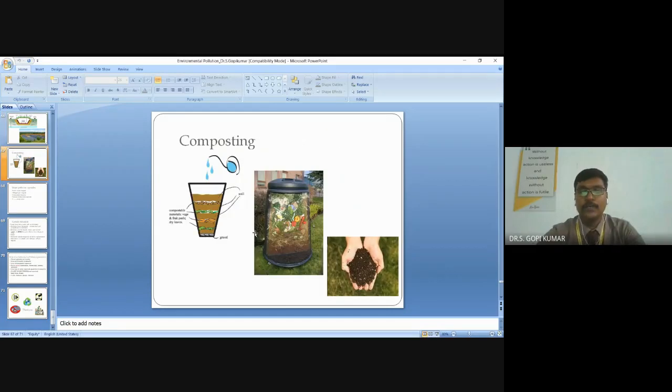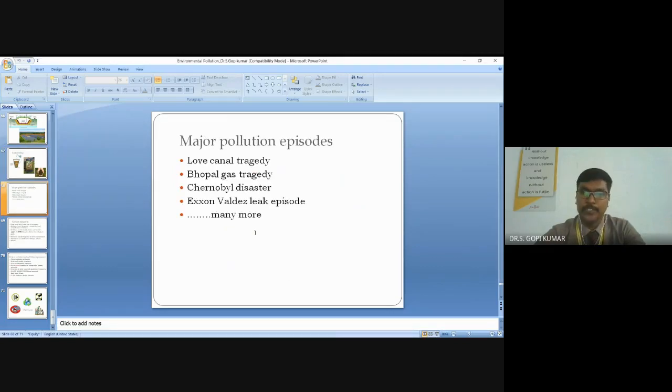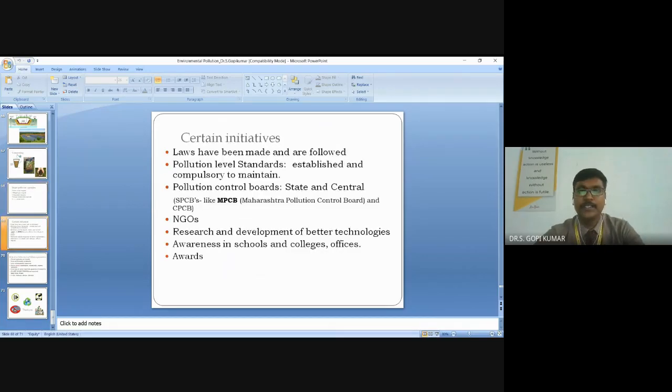And we can go on with household composting for our household municipal solid waste, such as food waste, papers, dust. We can compost in our household zone. And then major pollution levels in all those aspects should be controlled. And the major governmental organizations favoring pollution control are the State Pollution Control Board and the Central Pollution Control Board.